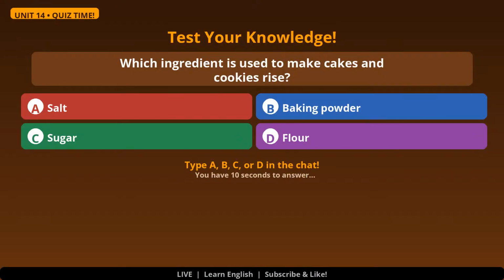Let's test your knowledge. Here's the question. Which ingredient is used to make cakes and cookies rise? Option A, salt. Option B, baking powder. Option C, sugar. Option D, flour. Think about it. Type A, B, C, or D in the chat. You have 10 seconds.